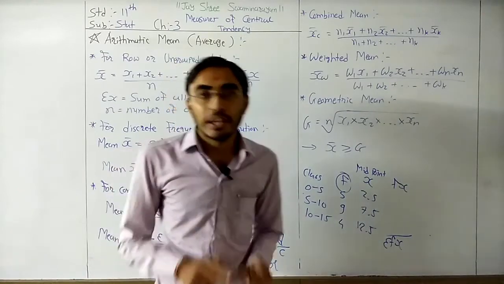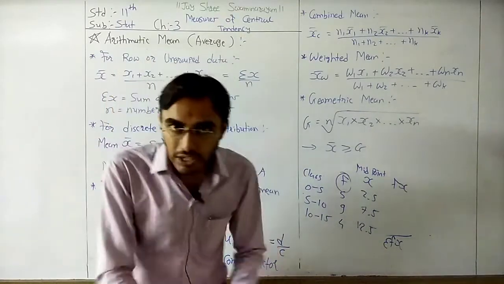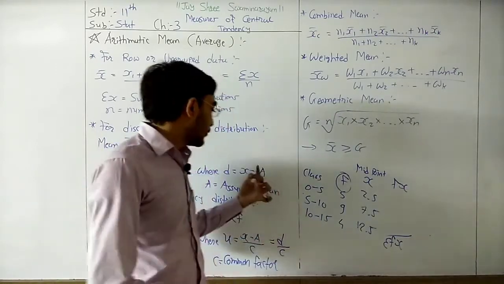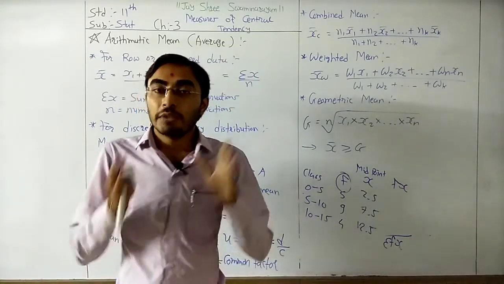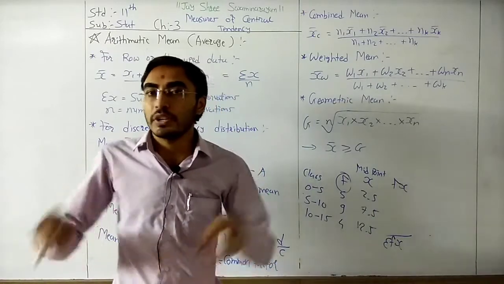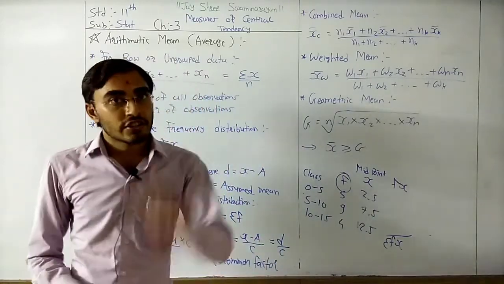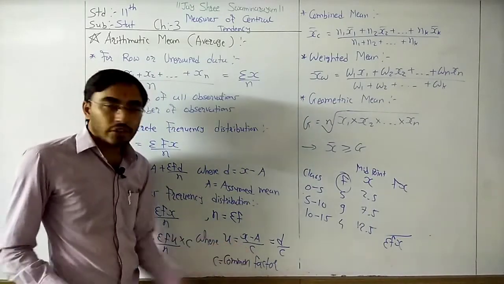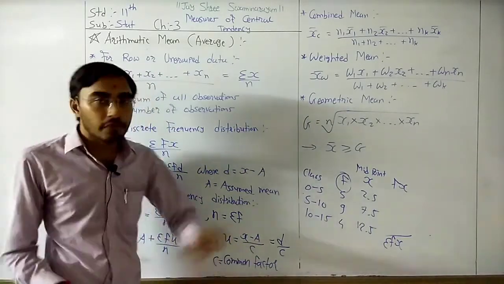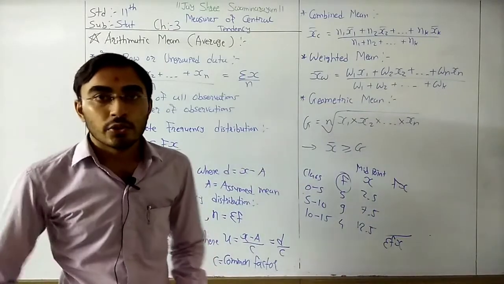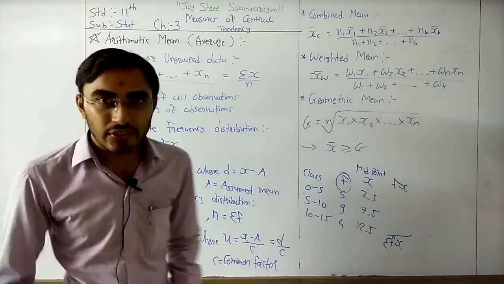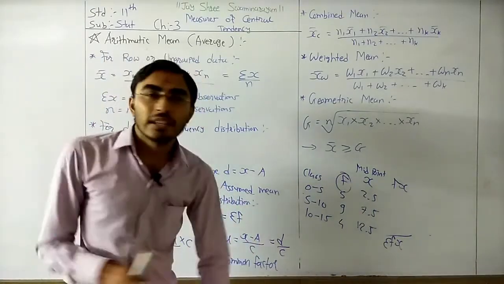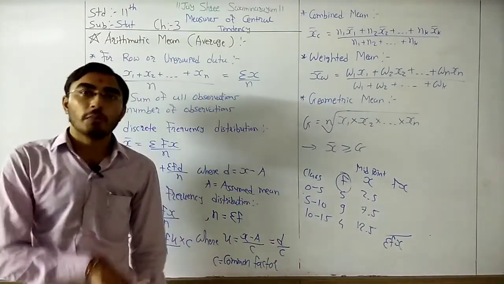Again I repeat this. First, if the classes are very large, we use the deviation method, that means d equals x minus a. If still our answer of d is large, we can use the step deviation method. And here in the denominator, c means what? Common factor. In standard 10 you took it as class length, right? But it is not always necessary. Here c means not class length, but common factor.